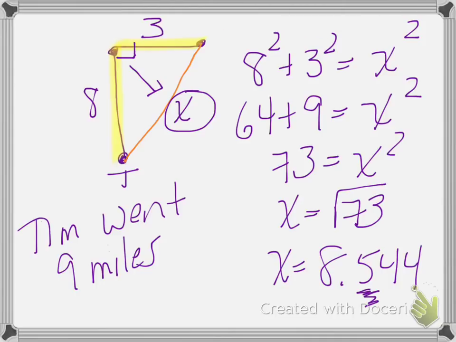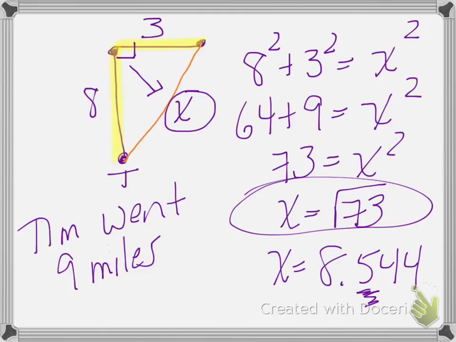And so how would you know to keep it in radical form or to round it? It will tell you. The question will say round to the nearest tenth, or in whole numbers, like in whole miles. Otherwise, if it doesn't say to round or anything like that, you just leave it in terms of a radical.